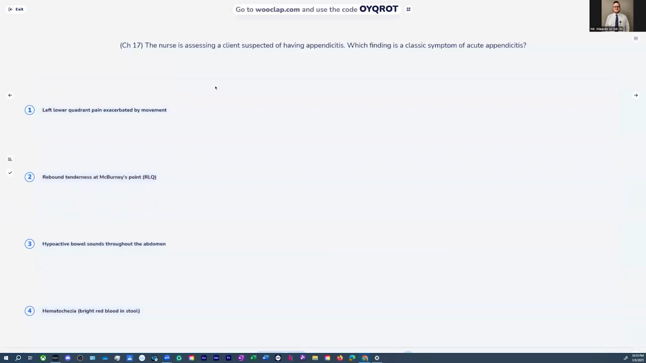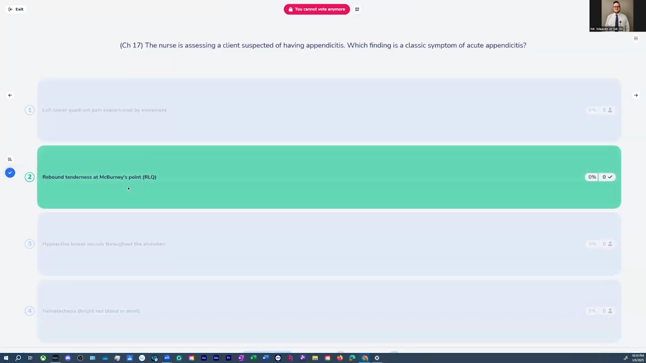So I'm assessing a client. I suspect this guy's got appendicitis, which is a classic symptom of acute appendicitis. Give you a hint, trying to go a little faster. I know it's been a long lecture. It's rebound tenderness at McBurney's point in the right lower quadrant.